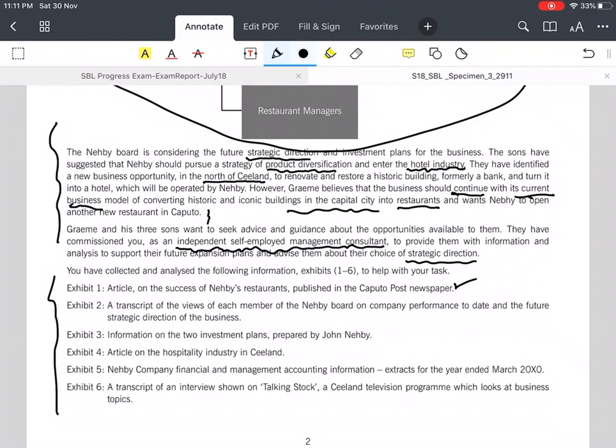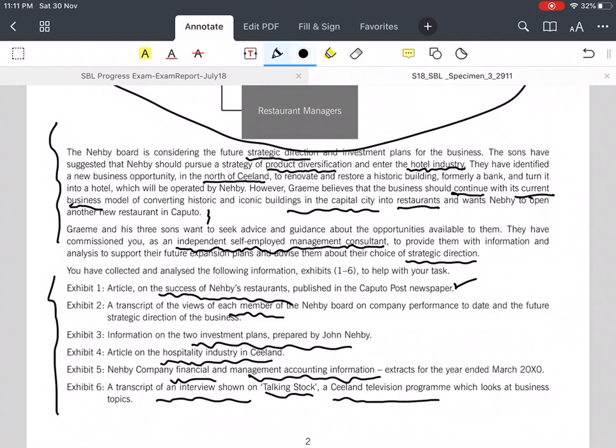And we have different exhibits available: an article on the success of Nearby's restaurant, a transcript of the views of each member, information on 2 investment plans, a hospitality industry article, Nearby's financial and management accounting information, and a transcript of an interview on Talking Stock, a Sealand television program which looks at business topics.